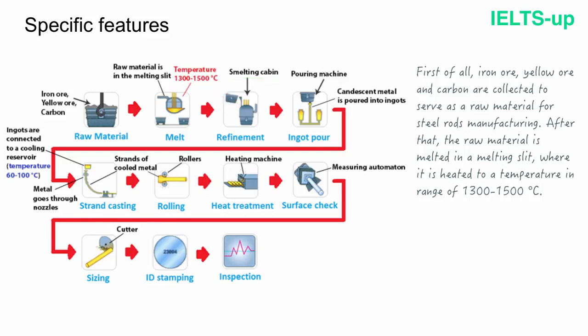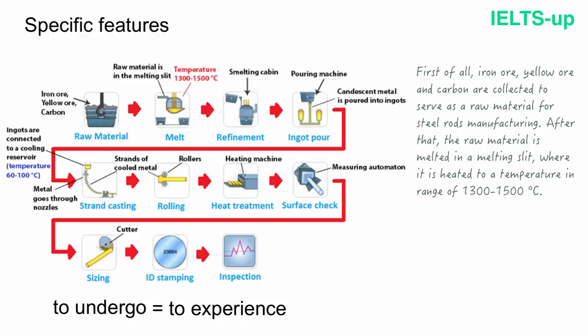We don't know what exactly happens in that smelting cabin, and that's where the verb undergo comes in handy. To undergo means to experience. For instance, you can say, "The material undergoes refinement in a smelting cabin." And this is a very good way to explain a stage that lacks additional information.